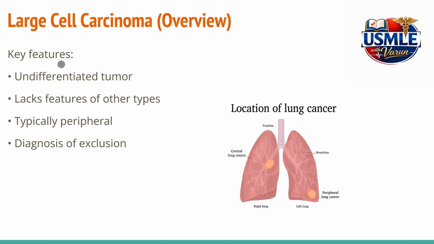Large cell carcinoma is essentially a diagnosis of exclusion. This means when a lung tumor does not show features of small cell carcinoma, adenocarcinoma, or squamous cell carcinoma, it is classified as large cell. It is typically located in the peripheral lung. Because it is poorly differentiated, it does not have specific histological features like gland formation or keratinization. So the key idea here is that if it doesn't fit any category, we need to think of the possibility of a large cell carcinoma.